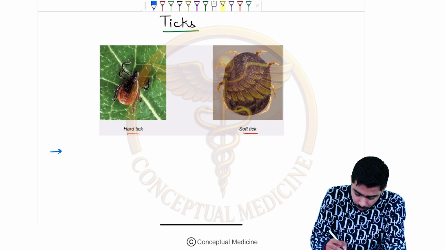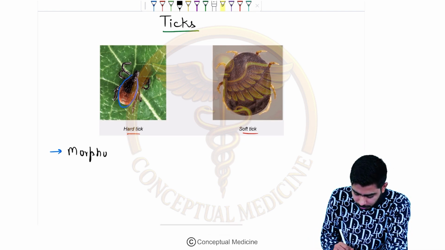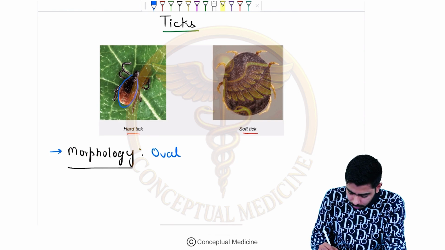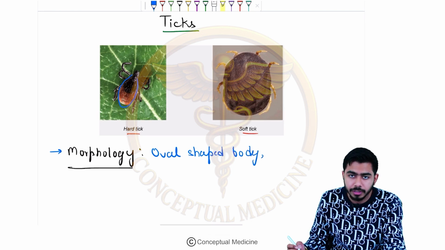One more point over here. If you look at the body shape, you can see that they have an oval shape. I am talking about the morphology right now, and in the morphology, they have an oval shaped body.